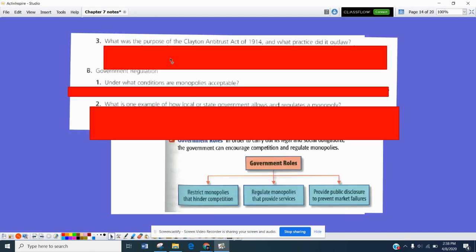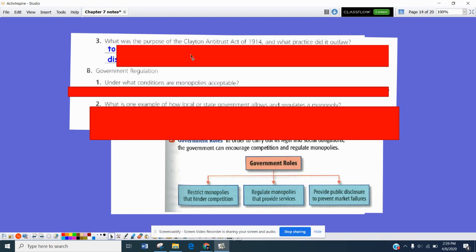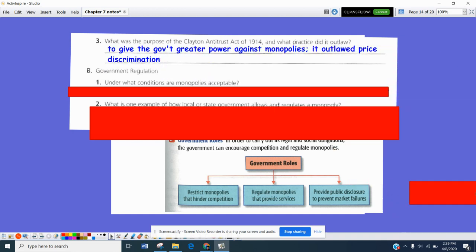So, number three, what was the purpose of the Clayton Antitrust Act of 1914? This kind of comes out of the Woodrow Wilson administration. What practice did it outlaw? This Clayton Antitrust Act gave the government greater power against monopolies. In a way, it was kind of like a response to everything that was lacking in the Sherman Antitrust Act. It kind of was made better within the Clayton Antitrust Act. One of the things that it outlawed was price discrimination. And that's kind of the big one, as far as businesses being able to give better rates to certain businesses based on the amount of volume of work that they did with them.